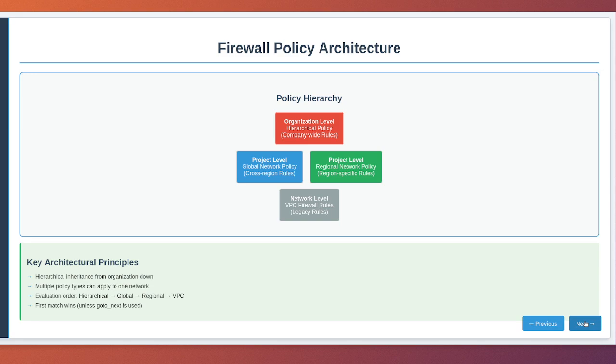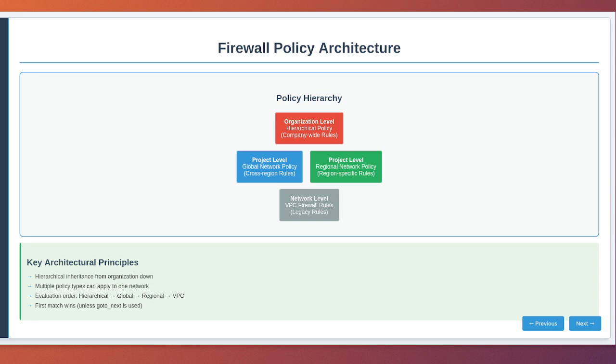Firewall policies introduce a hierarchical, inheritance-based model that's similar to how modern corporations handle governance. At the top level, you have organization-wide policies. These are like federal laws that apply to everyone, no exceptions. Think, all employees must wear security badges, or no one is allowed in the server room without escort. Below that, you have project-level policies that can be either global, applying to all regions within a project, or regional, specific to a particular geographic region.